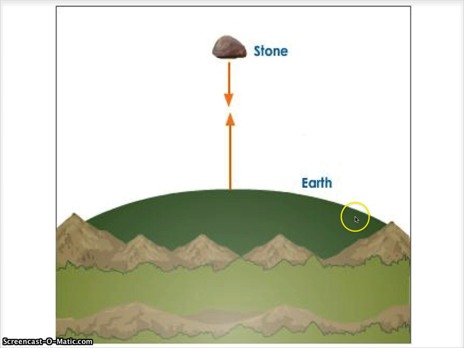But if you notice, the arrows are on separate objects. The force of the Earth on the stone is acting on the stone. The force of the stone on the Earth is acting on the Earth. So then you have 2 different forces that are acting on different objects. One thing about this diagram that is incorrect is that these 2 arrows should be the same length because the forces should be equal.